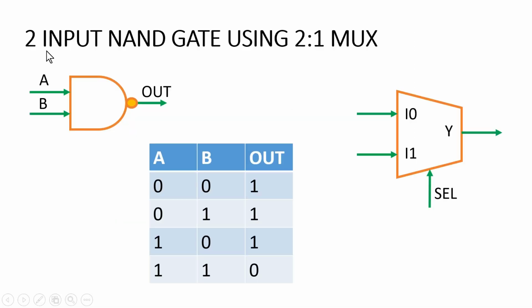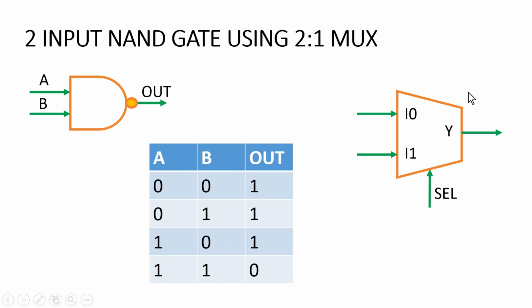Friends, I have taken the example of a two input NAND gate in the first go, and we are going to implement it using a 2:1 multiplexer. This is the symbol of a two input NAND gate. It has two inputs A and B and one output with the name out. And this is its truth table. When A and B both are 0, out is 1. When A and B are 0, 1, out is 1. When A and B are 1, 0, out is 1. When A and B are 1, 1, out is 0. I don't think I need to explain it.